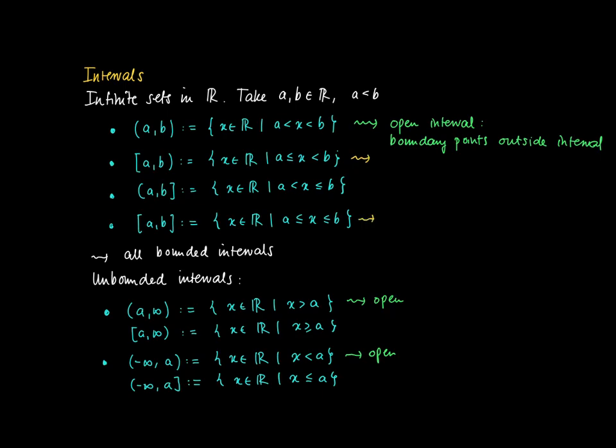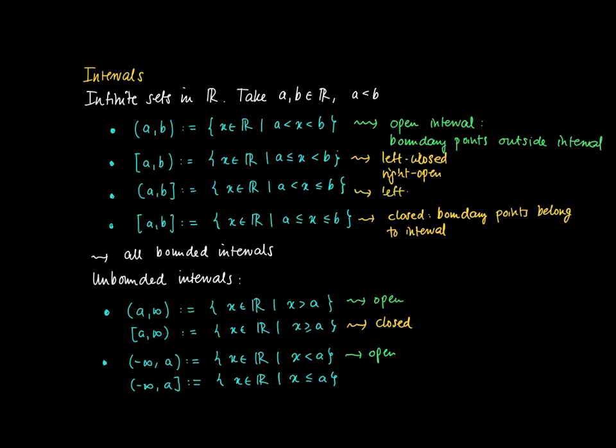What about the intervals that have square brackets? Well, if the boundary points belong to the interval, then we call such an interval closed. So here we have a and b belonging to the interval. So this is a closed interval. Similarly here, from the unbounded intervals, a belongs to the interval, so this is a closed one as well. And here we have a final one, minus infinity, a, is also a closed interval.